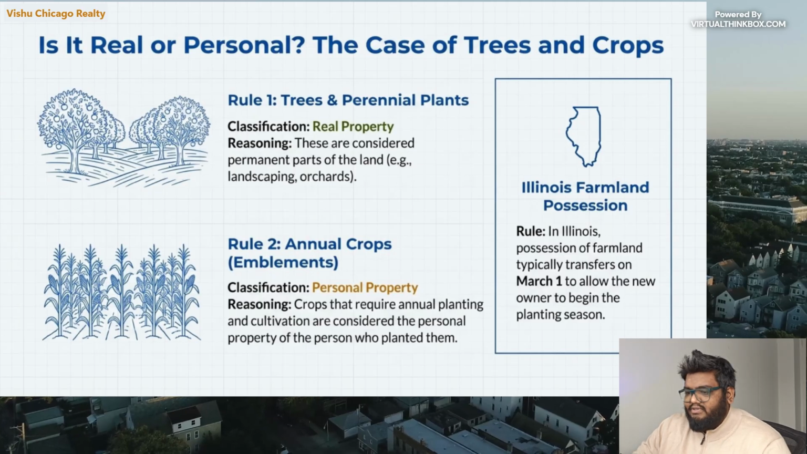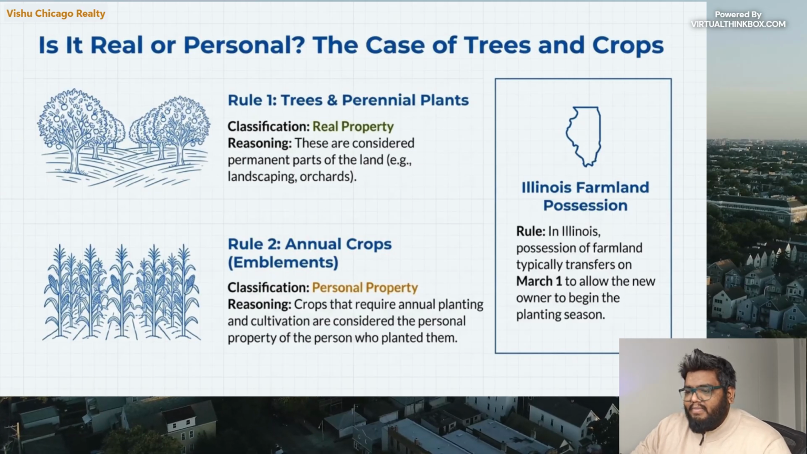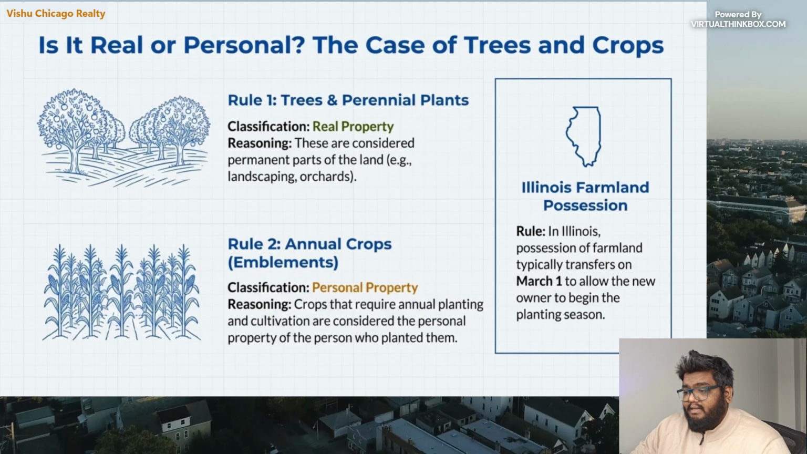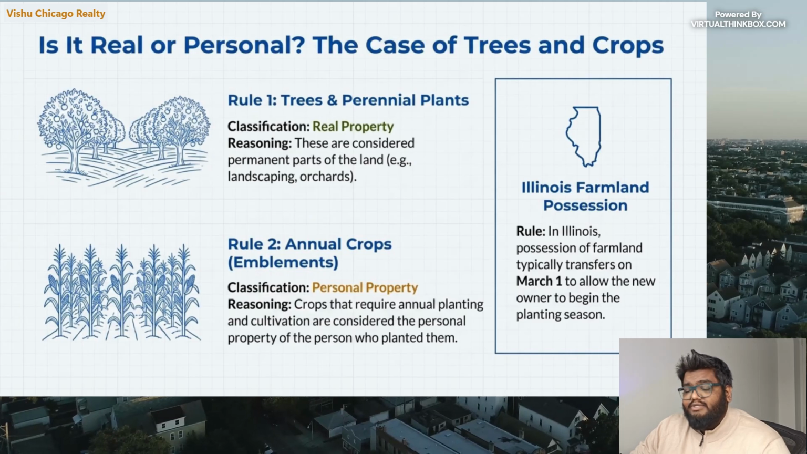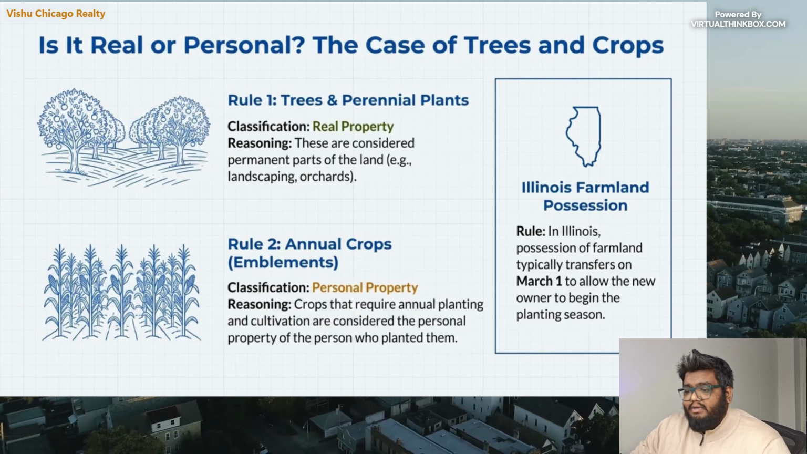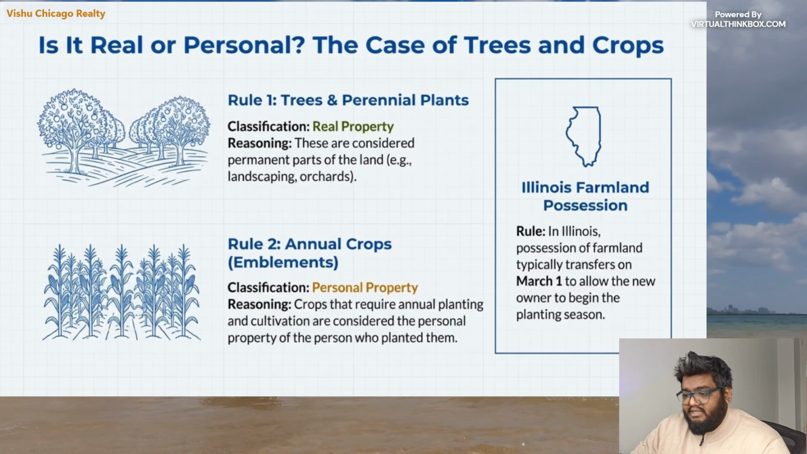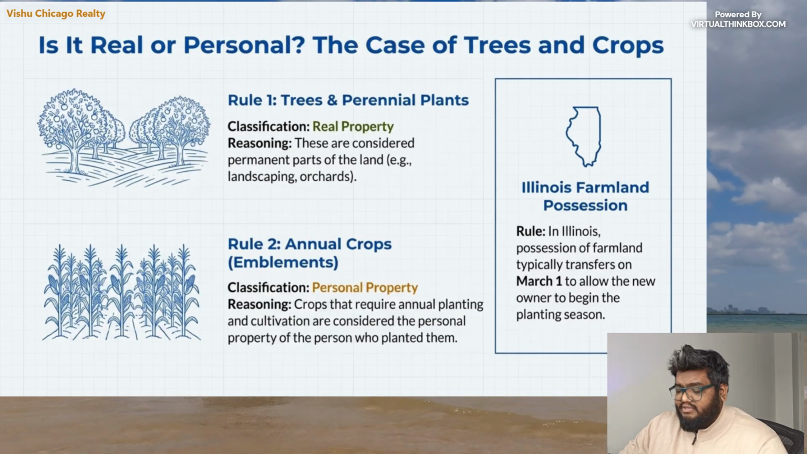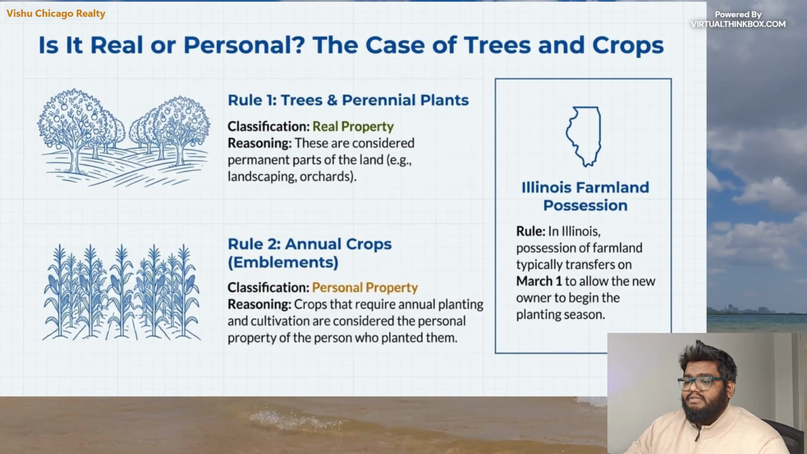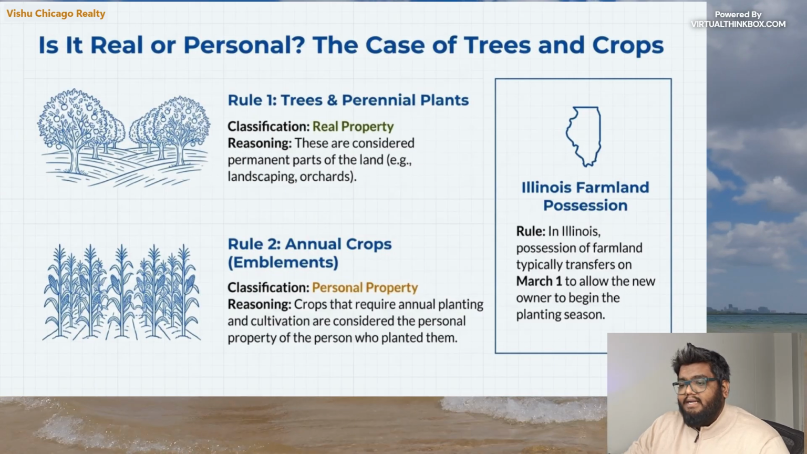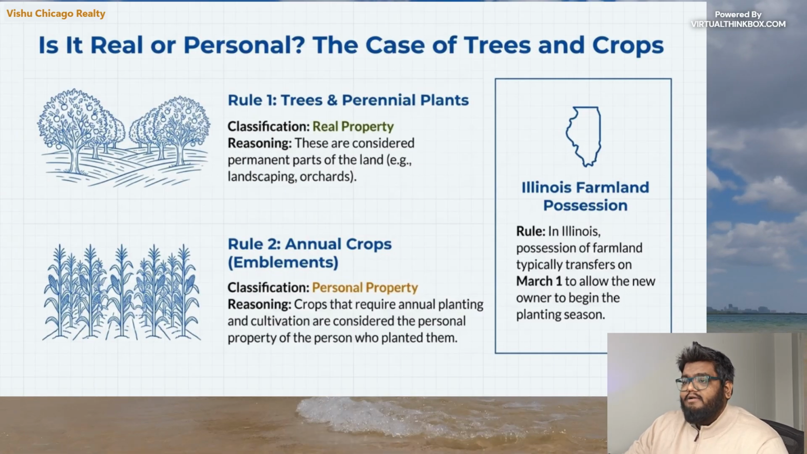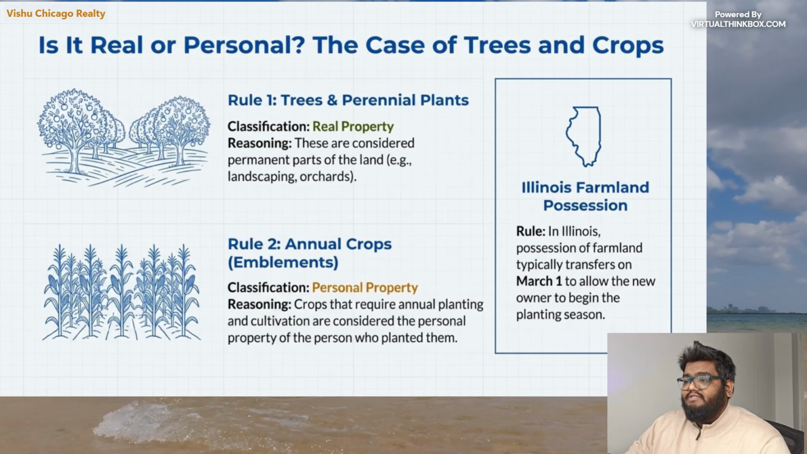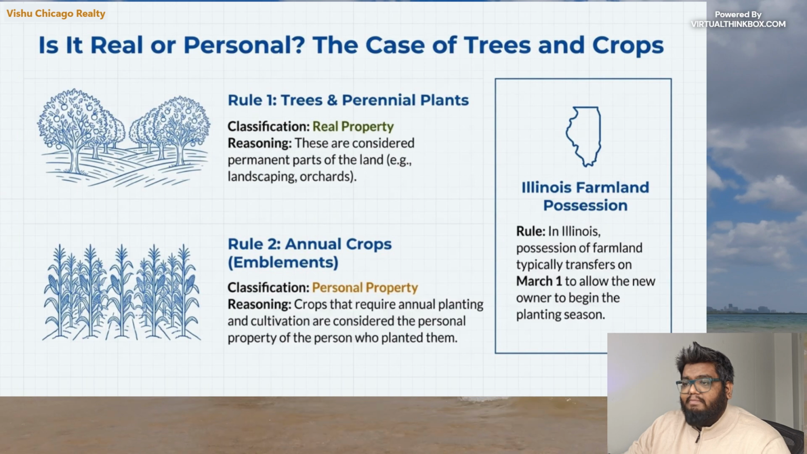Trees and crops. Trees and plants are considered real property because they are permanent parts of the land. Annual crops, also called emblements, are considered personal property. These crops belong to the person who planted them. In Illinois, possession of farmland typically transfers on March 1st, allowing the new owner to begin the planting season.